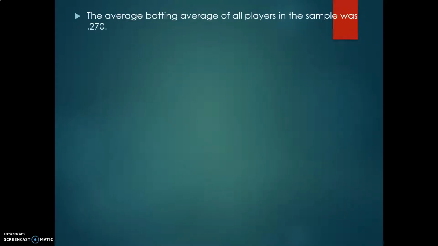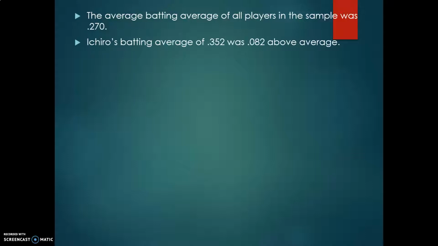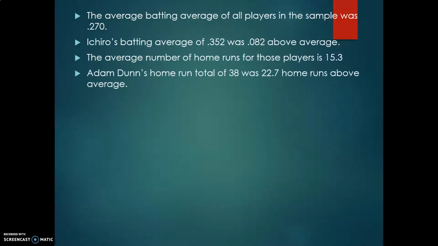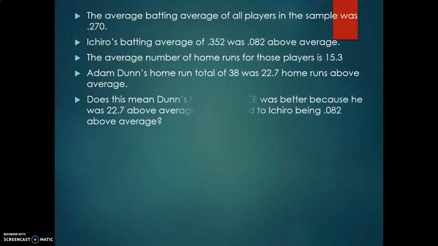To standardize that score, we want to look at it comparatively. The average batter hit .270. So if we take Ichiro's batting average of .352 and subtract that .270, we get that he was 0.082 above the average. On the flip side, the average number of home runs for a player in 2009 was 15.3. So if we take Adam Dunn's home run total of 38 and subtract 15.3, we get that he was 22.7 home runs above average.